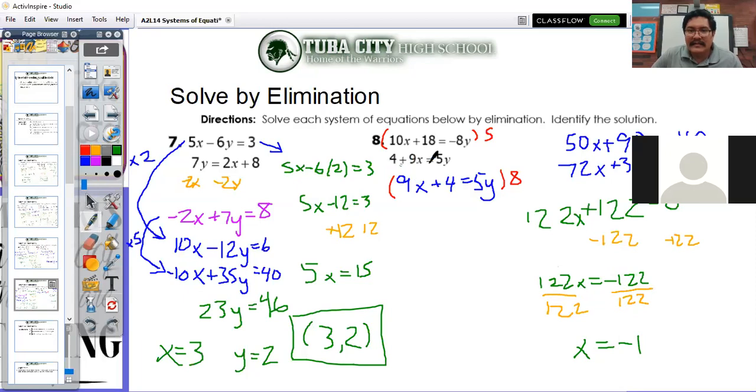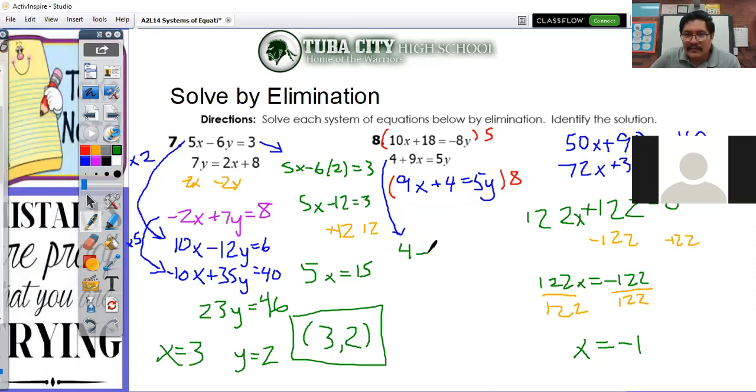Now let's go ahead and take that and plug it back into one of the originals. I'm just going to grab this bottom one here. I don't know if that's the best one, I'm just going to grab it. It has the smallest numbers, so it'll probably work out fine. 9 times x, which is negative 1, equals 5y. So 4 minus 9 equals 5y. 4 minus 9 is negative 5.